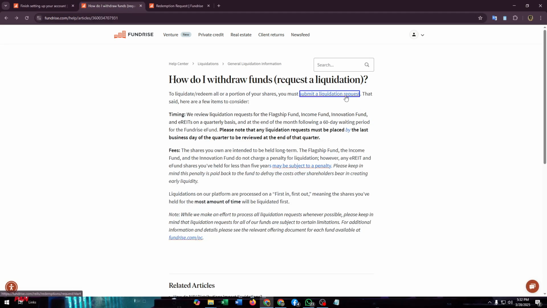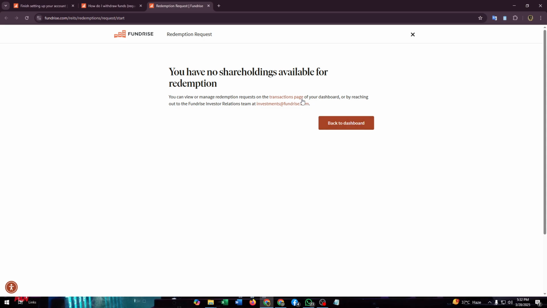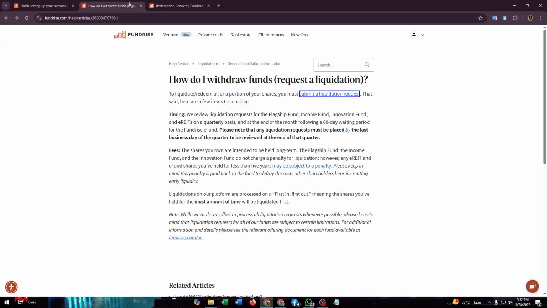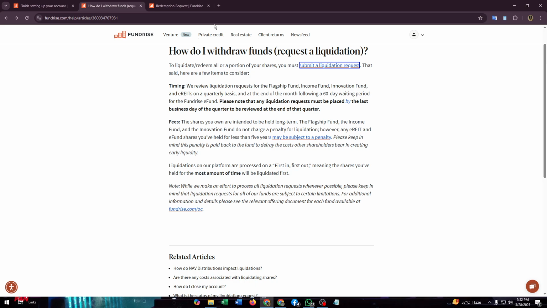So go to the fund that you want to withdraw from, then you can simply tap on submit a liquidation request, where you will find, just like, I don't have any shares right now available on my account for redemption. So that's why it's showing like this, but you will find a section where you can just enter the amount that you want to withdraw, and it will ask for confirmation if you really want to withdraw the shares on Fundrise.